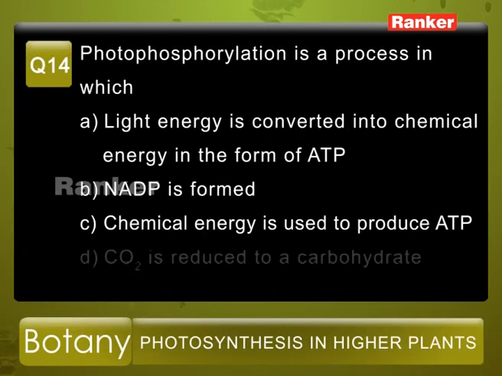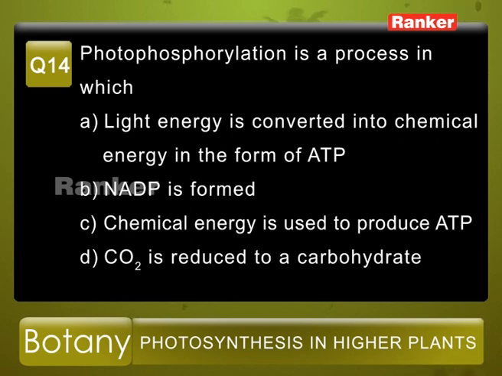Question number 14. Photophosphorylation is a process in which, the given options are: A. Light energy is converted into chemical energy in the form of ATP. B. NADP is formed. C. Chemical energy is used to produce ATP. D. Carbon dioxide is reduced to a carbohydrate.